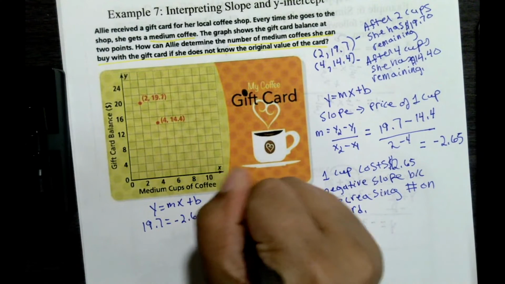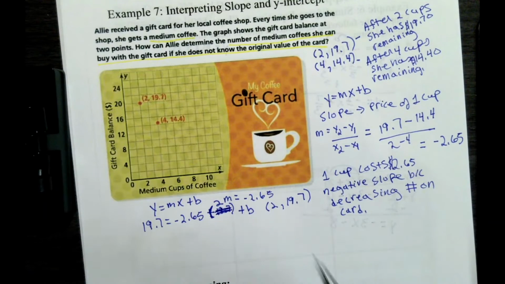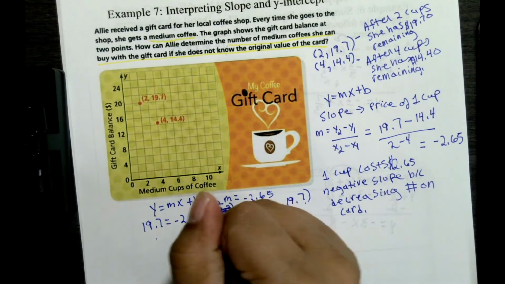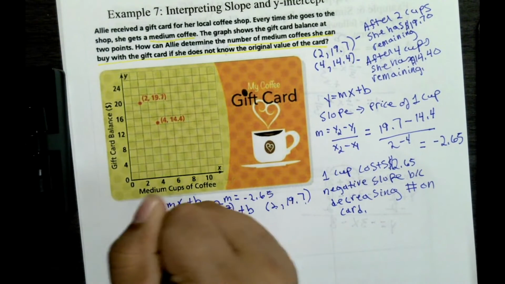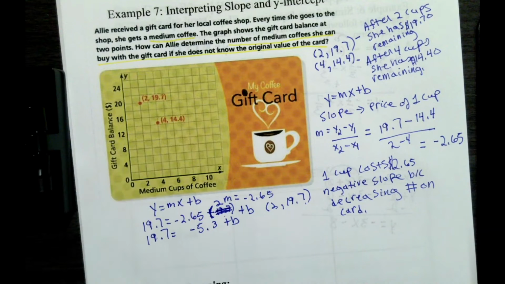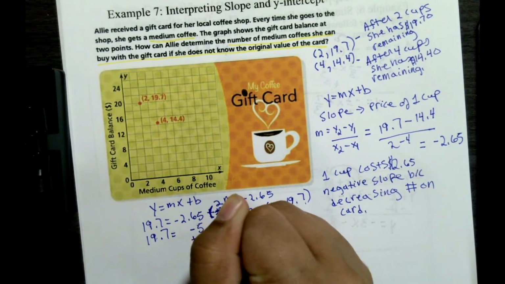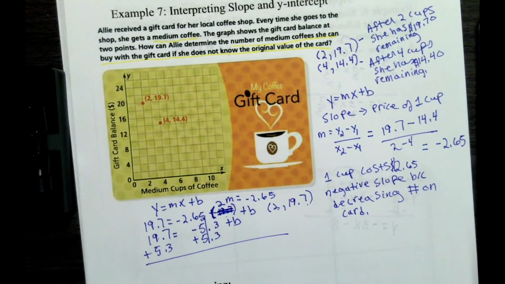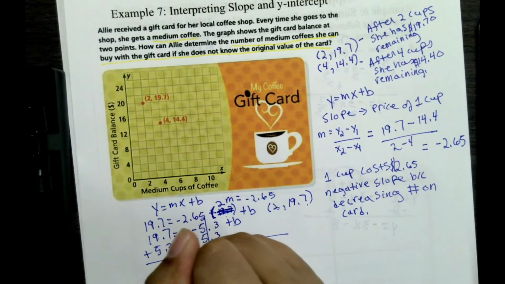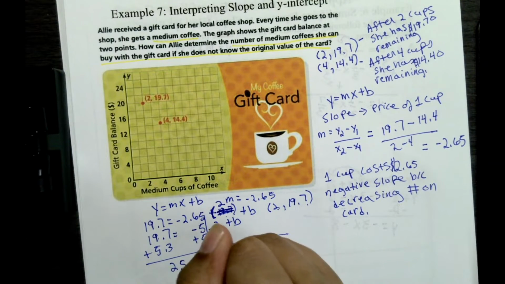We plug in our x, y, m. So, negative 2.65 times 2 should give us negative 5.3 plus b. And we have our 19.7. In order to get our b by itself, we need to add our 5.3. So we're going to end up with 25 equals b. So this means she had $25 from the start.